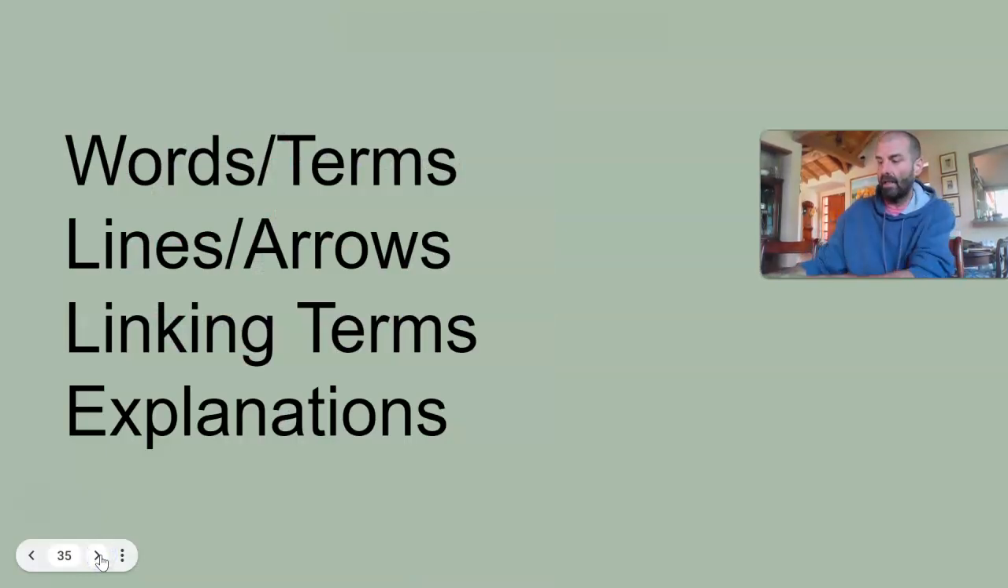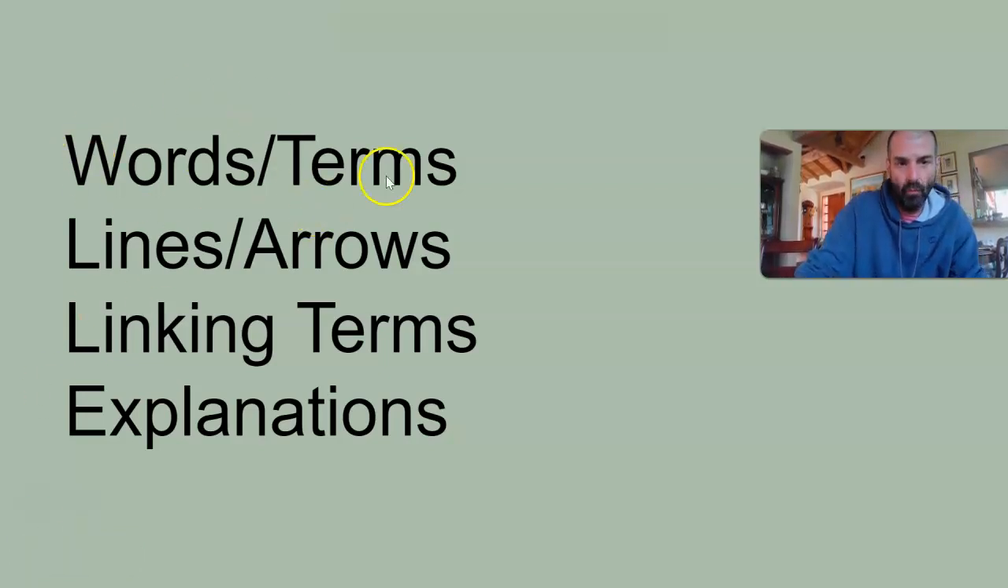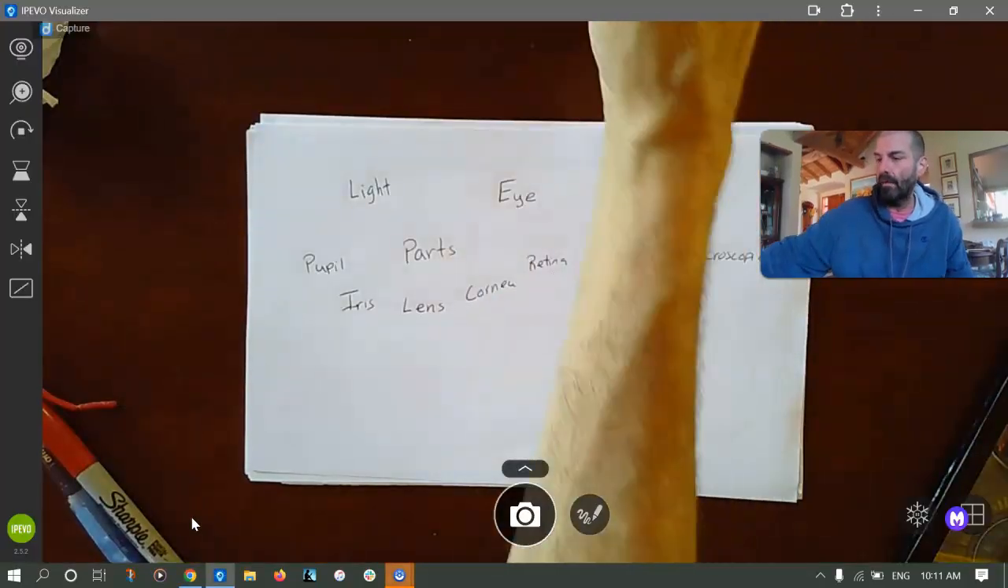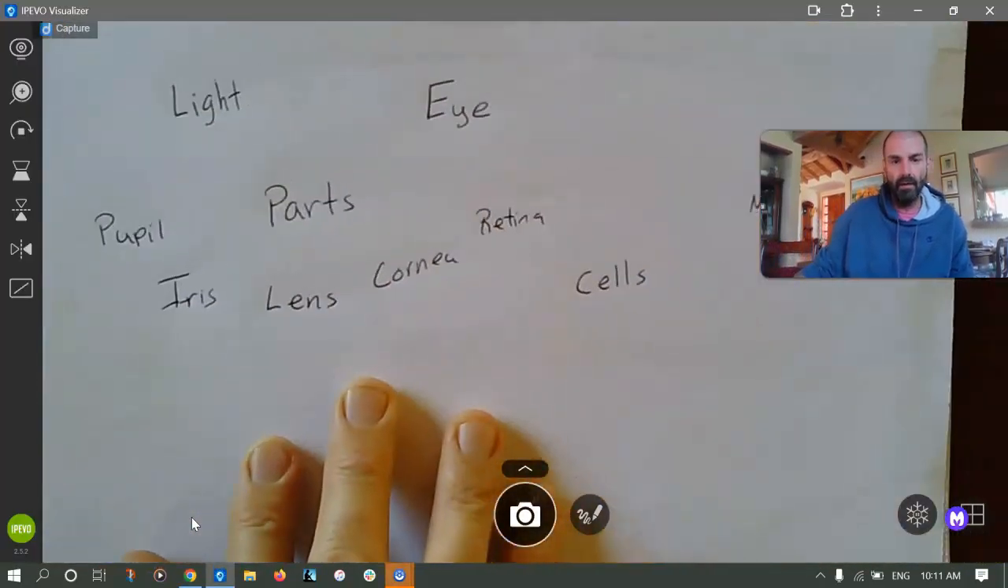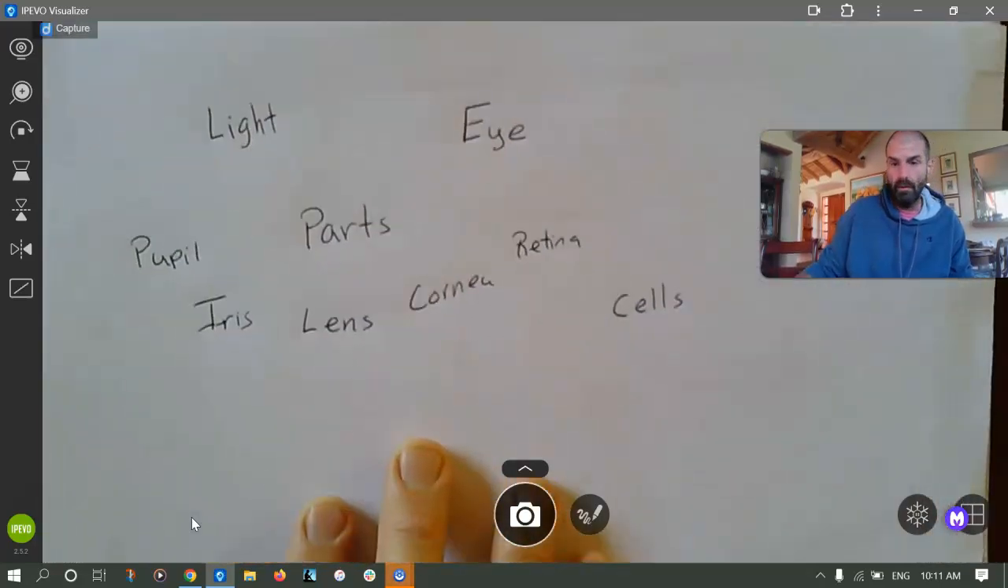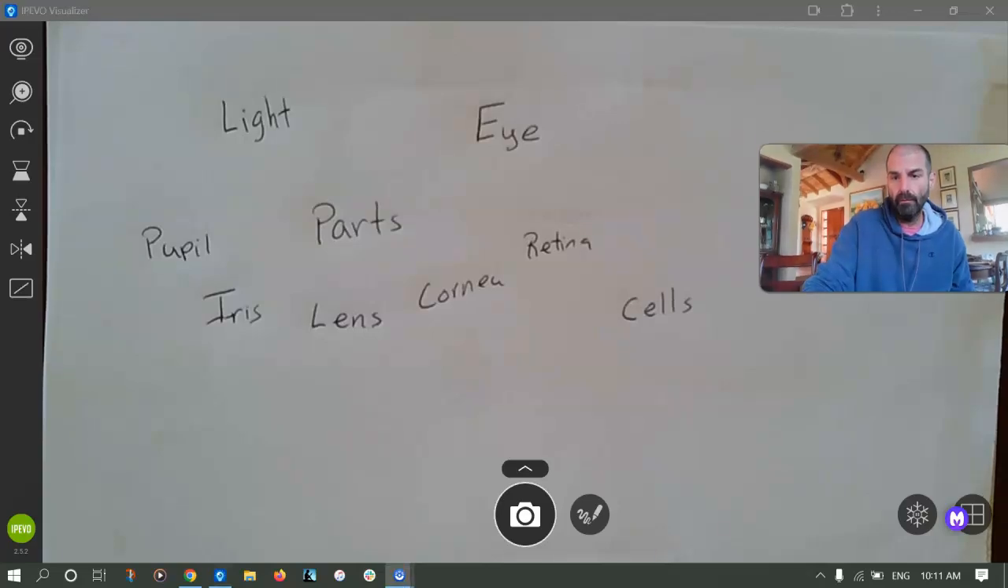What has to be in a concept map? A concept map has to have words and terms, has to have lines or arrows, has to have linking terms. These are words that link two terms together, and it has to have an explanation at the end of it. So let's take a look at what that looks like. I have some information about the eye down here on this piece of paper. I'll move this down here.